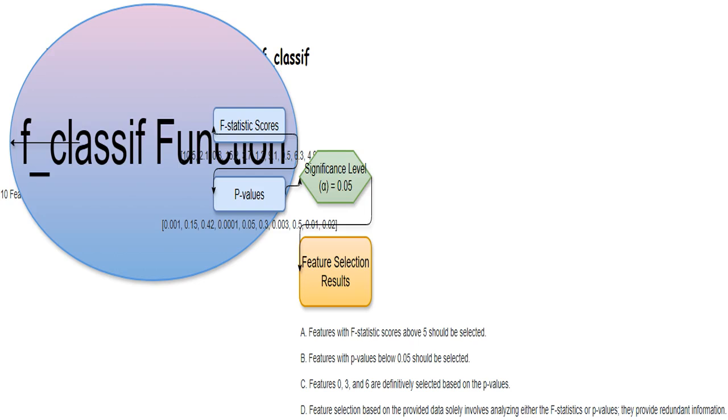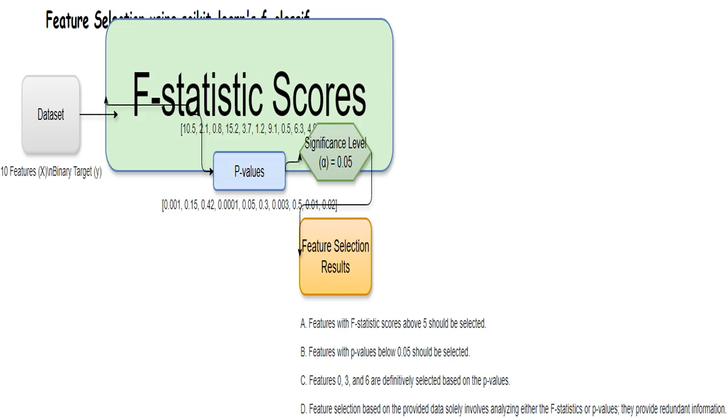I'm using scikit-learn's f_classif function, which is a statistical test that helps me figure out which of my 10 features are most important for predicting my target variable. It uses ANOVA, analysis of variance, to do this.